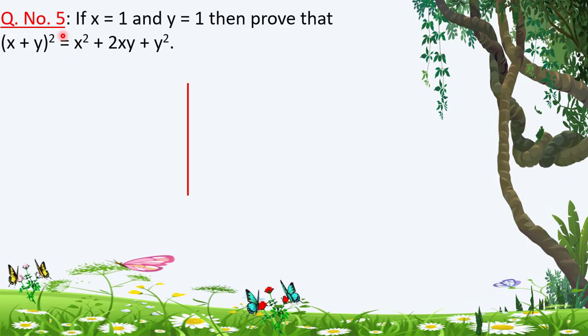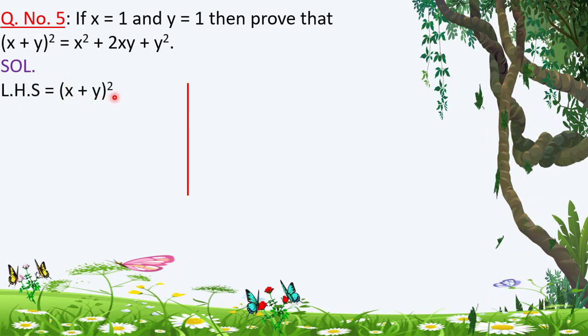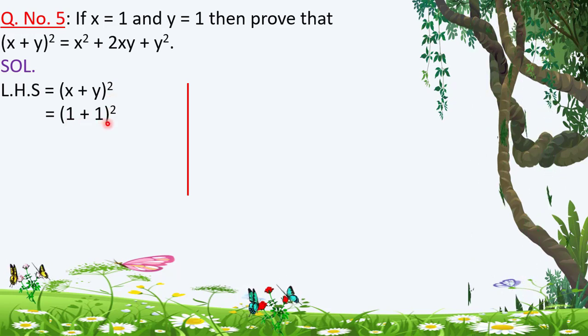Question number 5 is given over here, that is, if x is equal to 1 and y is equal to 1, then prove that x plus y whole square is equal to x square plus 2xy plus y square. In solution, left hand side is equal to x plus y whole square, as you can see that. Now we'll substitute 1 for x and 1 for y in this expression and we'll insert whole square of this expression as it is. Now 1 plus 1 is 2 and we'll get 2 square.